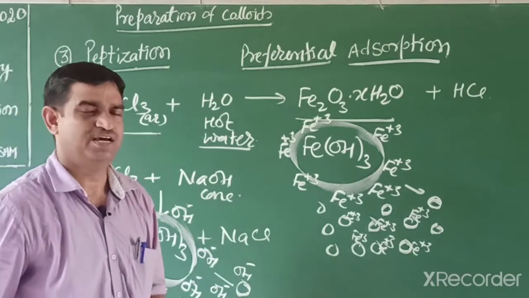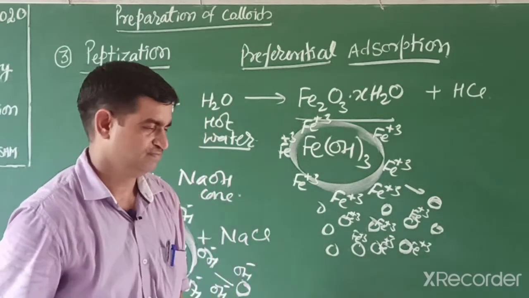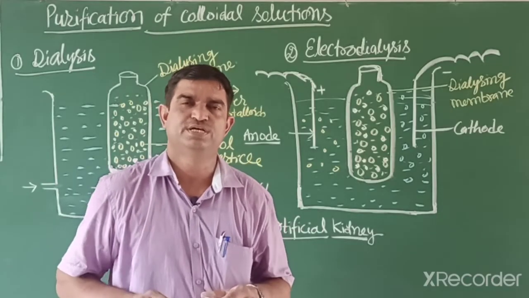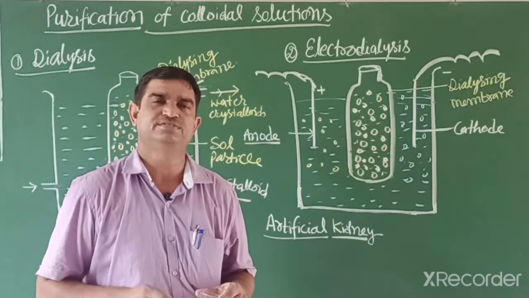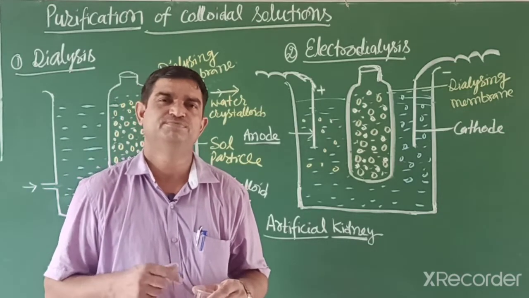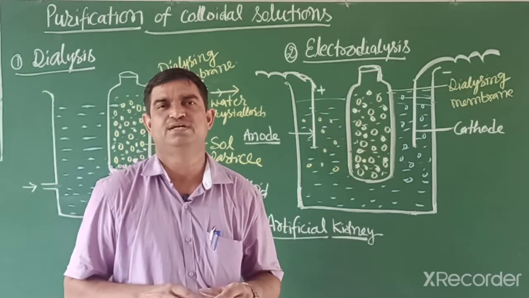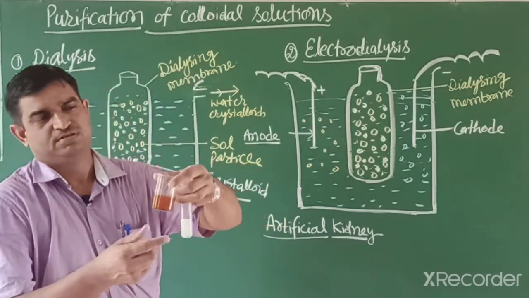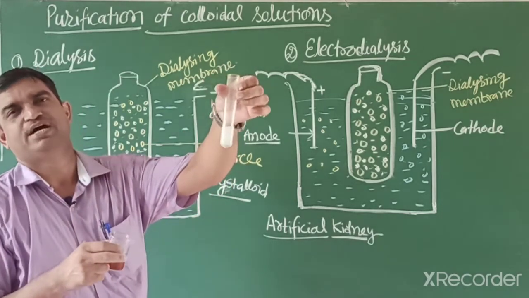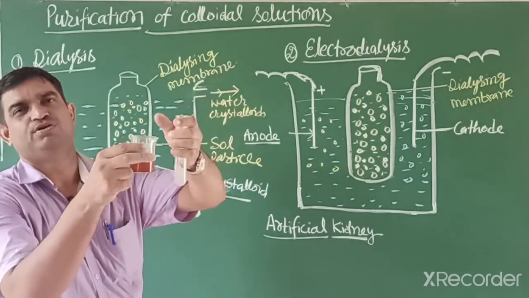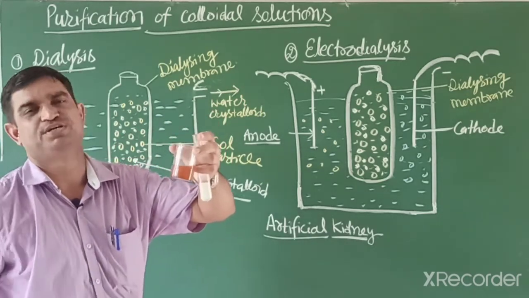Now we will explain how we can purify colloids. Now students, how can we purify the colloids? Because we already discussed how we can prepare different colloids by chemical methods, peptization and the Bredig arc method. Students, this one is ferric hydroxide sol, this one is silver iodide sol. These sols have an excess amount of electrolyte and some other impurities also.